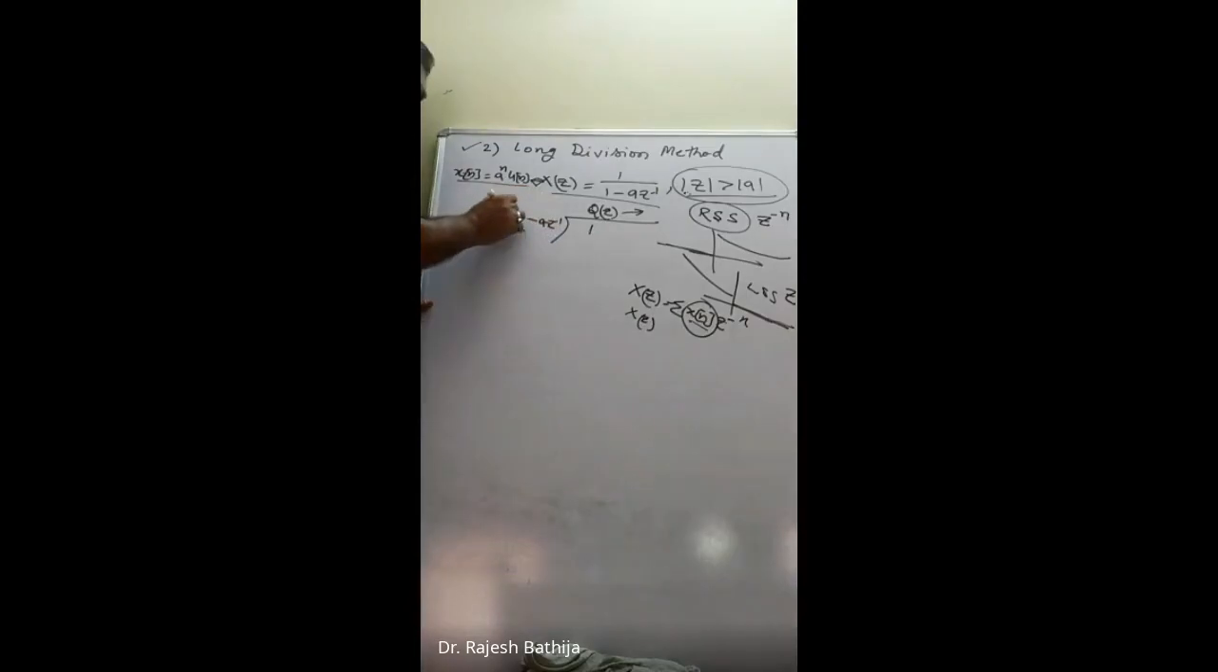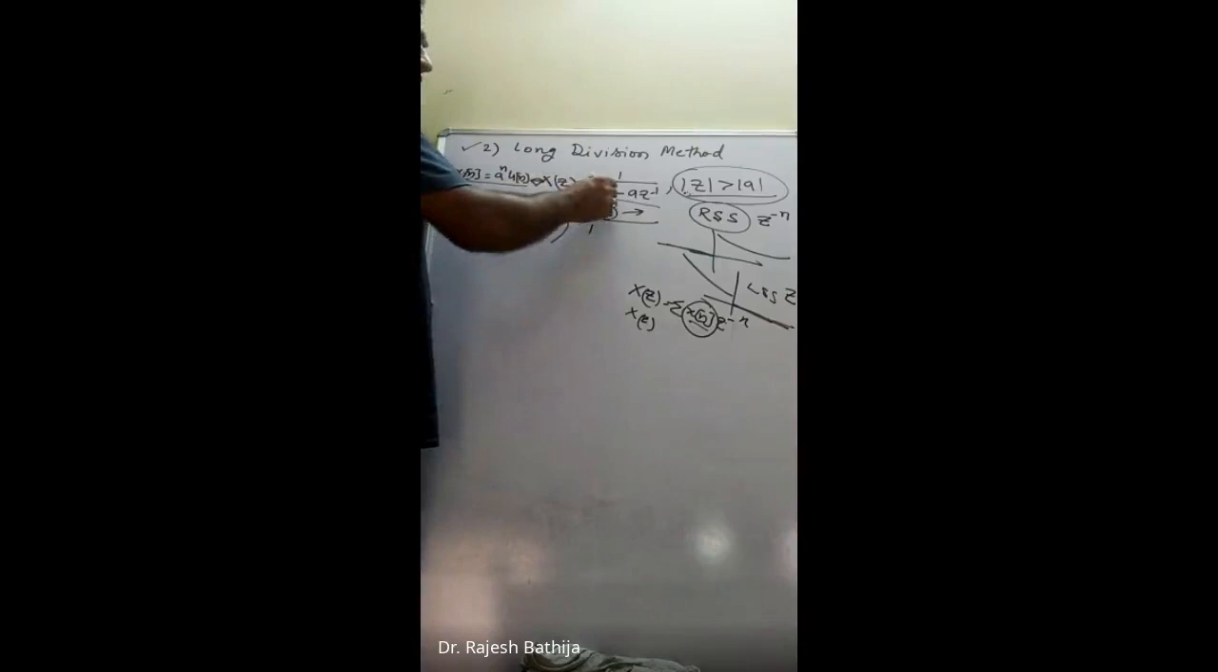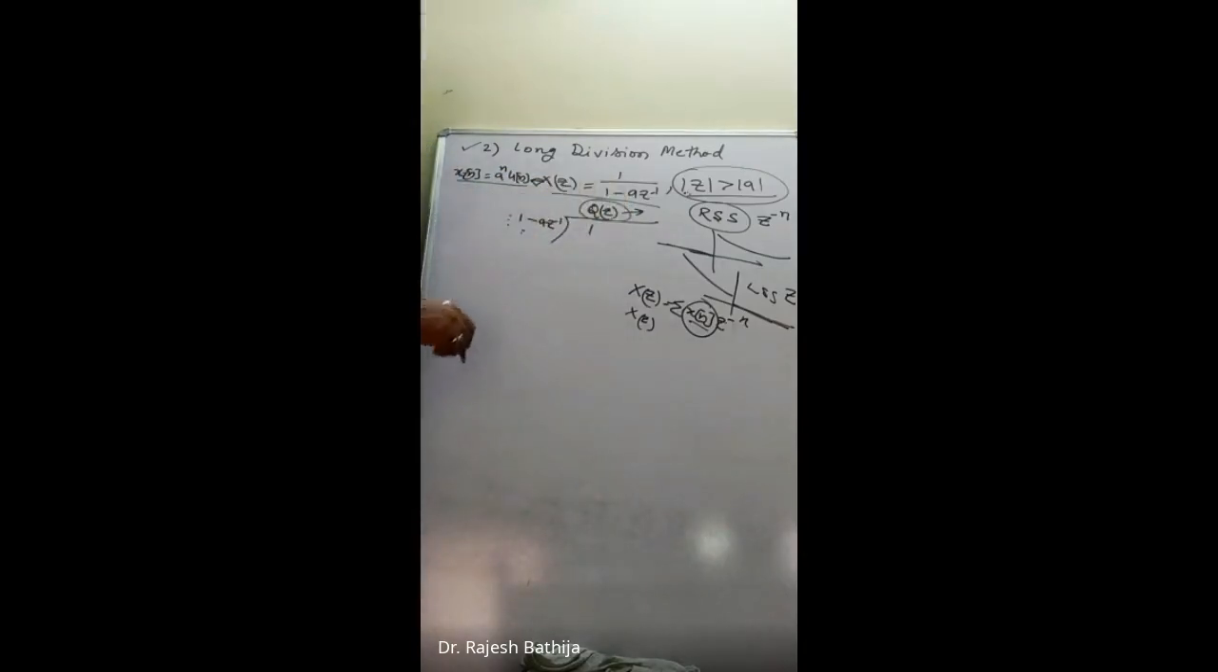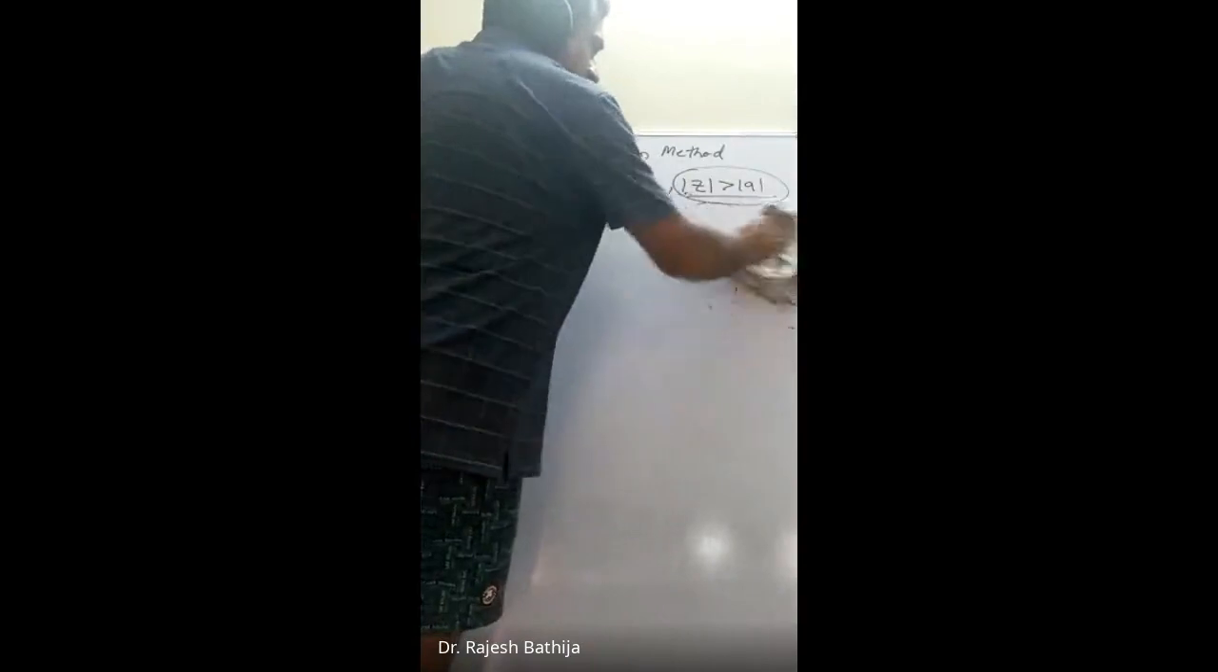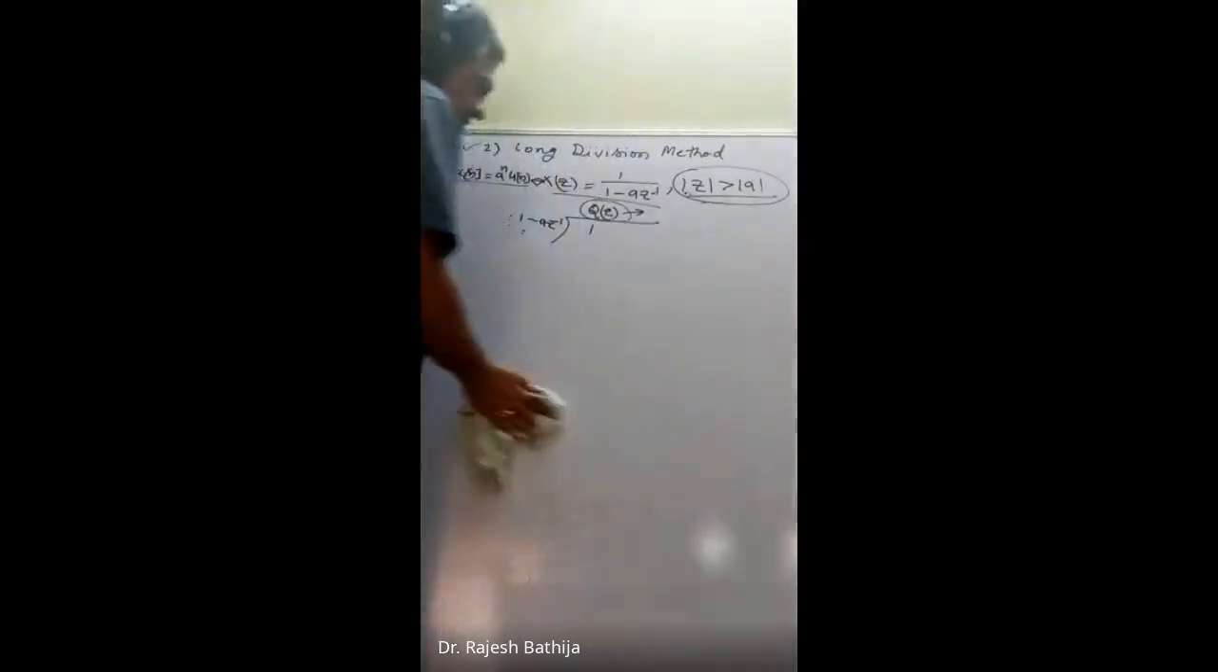So how do I write this? I will write in an order in which the quotient comes with positive powers of z if it is a left-sided signal, and negative powers of z if it is a right-sided signal. Is this point clear? Right-sided and left-sided, is this point clear? Yes. Any doubt to anyone? Right-sided and left-sided, understood well?